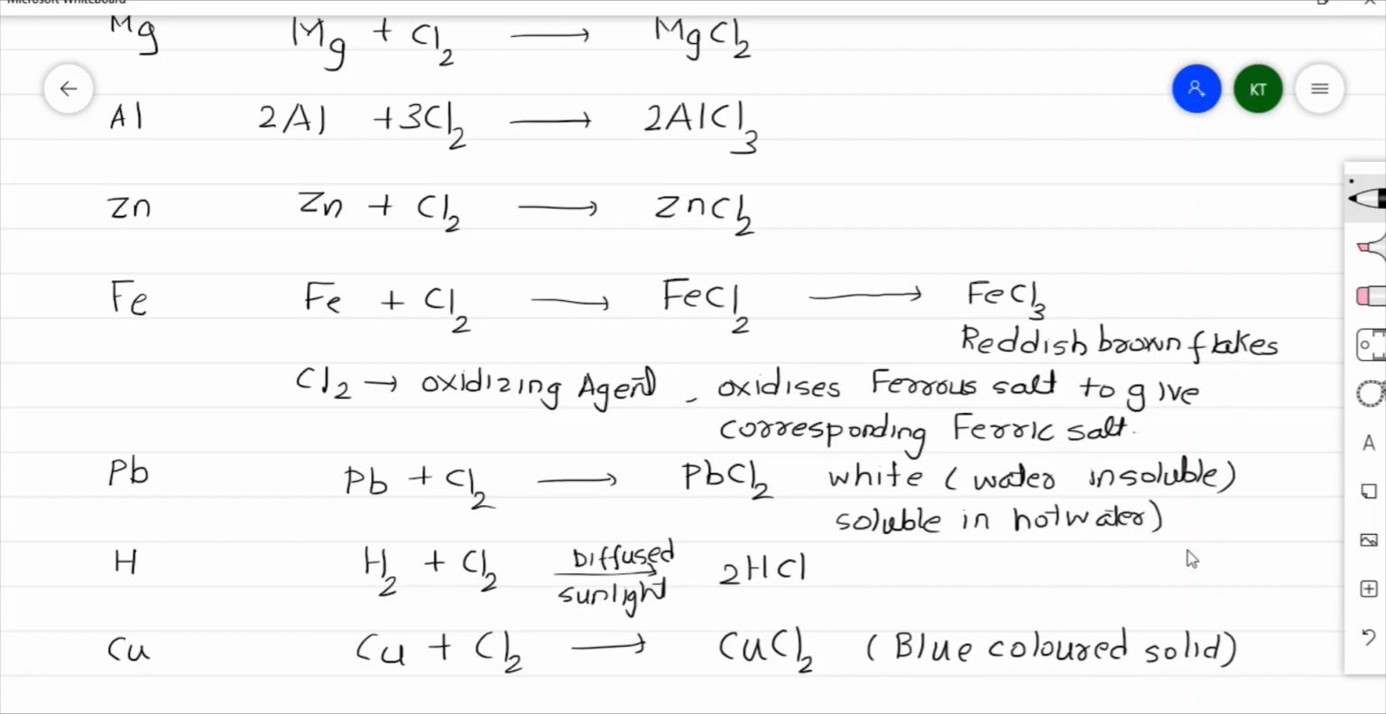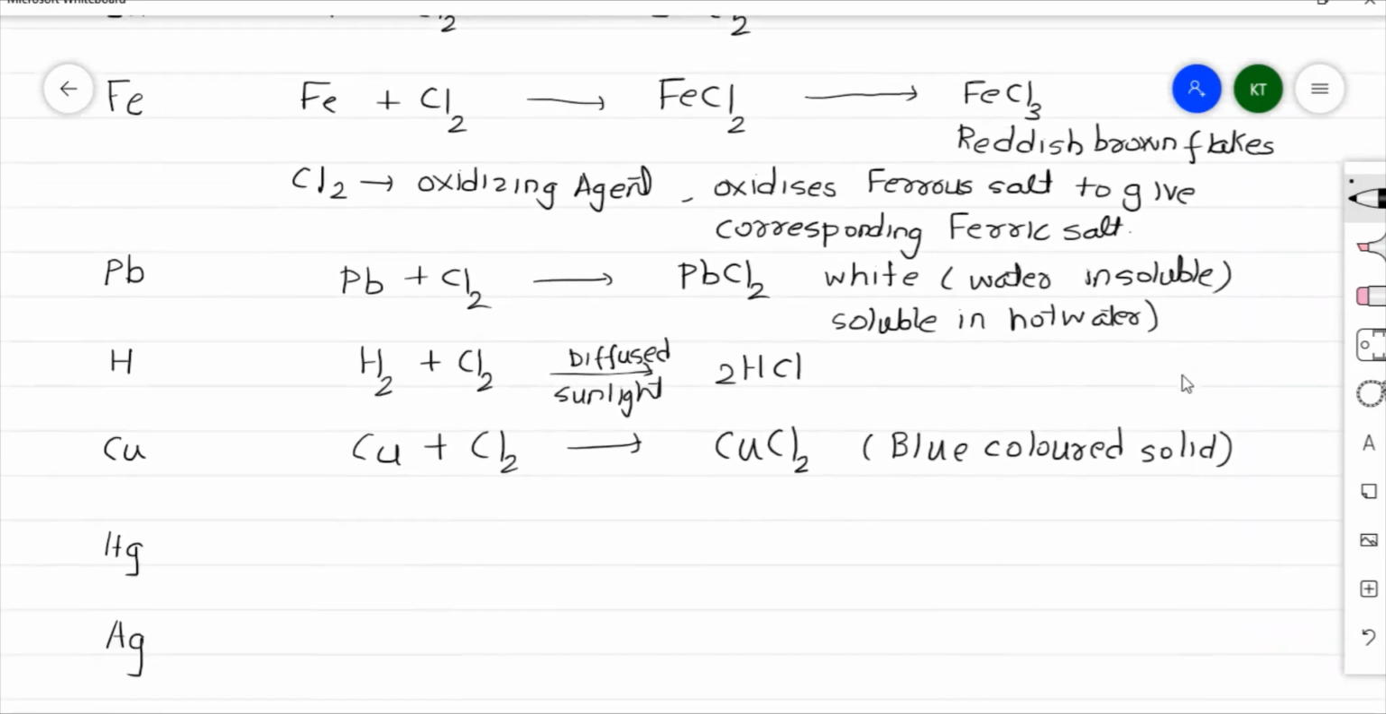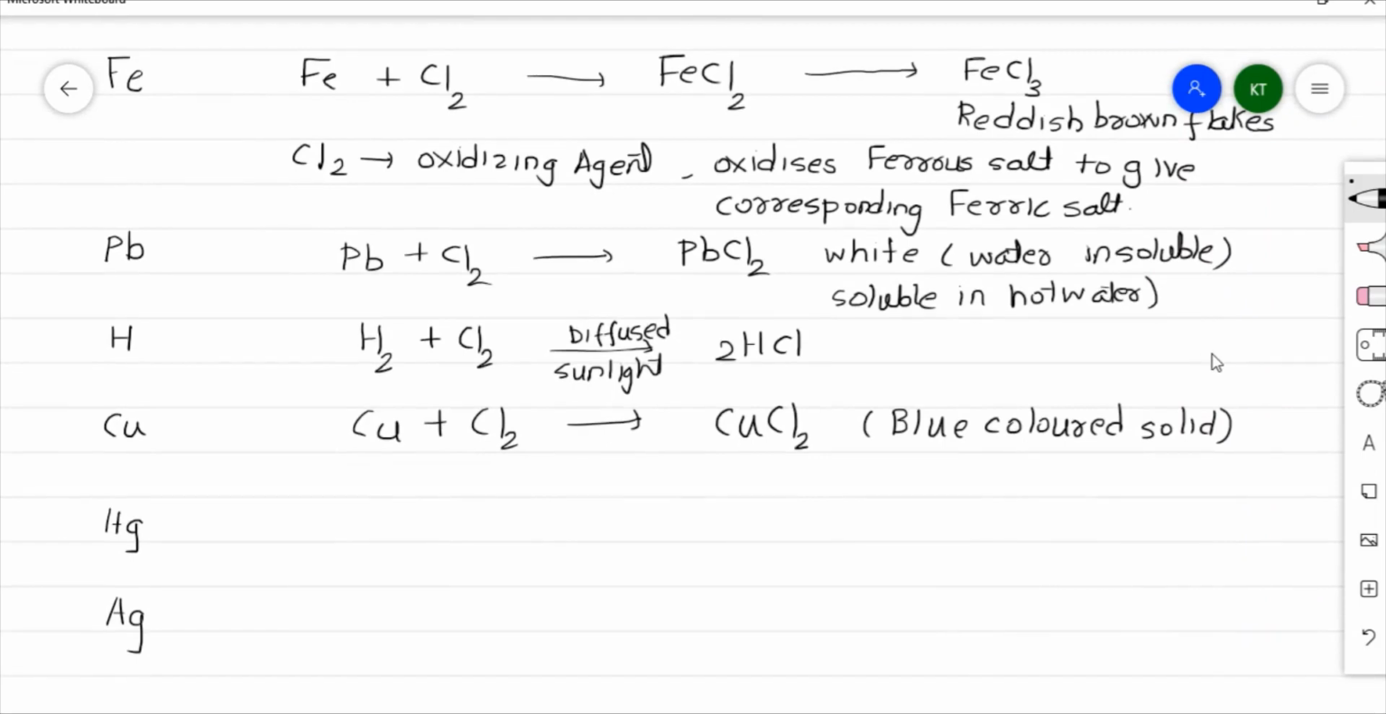Okay. Now, the next element which we have is mercury. So mercury combines with chlorine in order to give me HgCl2. It's mercury chloride. Generally this is a volatile substance. That means it gets converted into vapor state very easily.